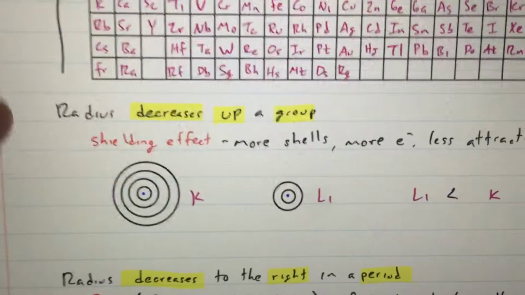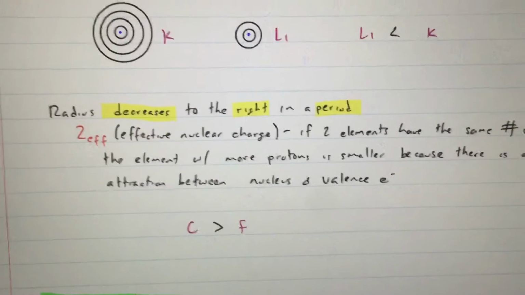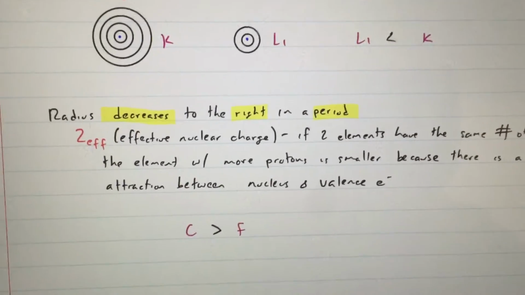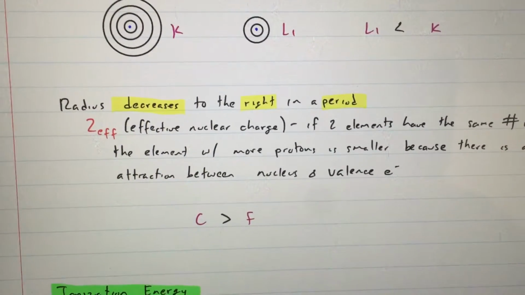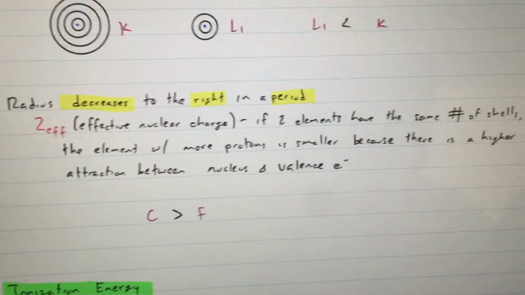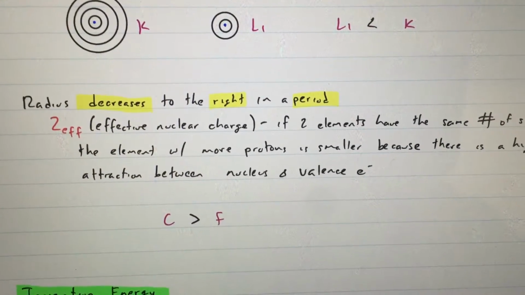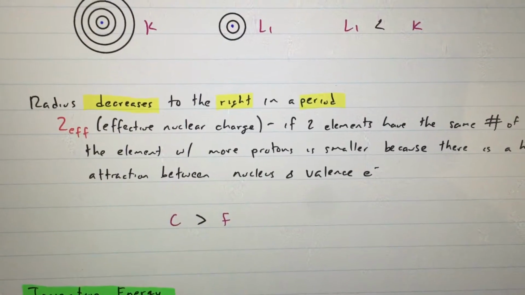But now when I talk about a period, the radius decreases to the right. That was established, and you can go back to the periodic table. But for that, we use Zeff as our argument, or the effective nuclear charge. So if two elements have the same number of shells, then the element with more protons is smaller because there is more attraction between the nucleus and the valence electron.